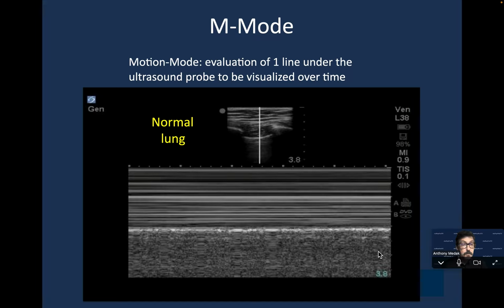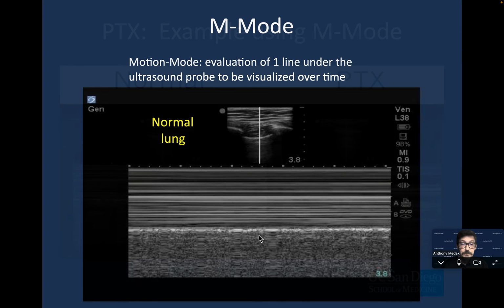And as a result, below the pleural line, normally aerated lung will have this speckled pattern. Sometimes people refer to this as a sandy beach sign, or here in San Diego, I like to refer to it as a La Jolla Shore sign. You're sitting here on the beach, you've got your favorite book, and you're looking out at the water. It's fantastic. Here's the waves, here's the sand. So we like that. So this is indicative of normal lung on an M mode image.